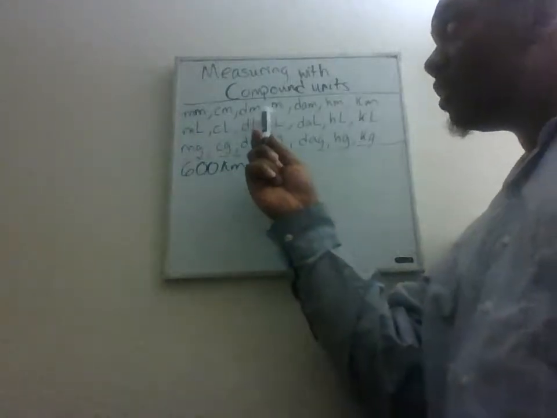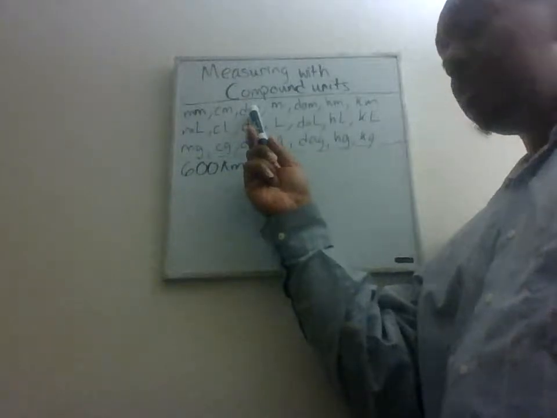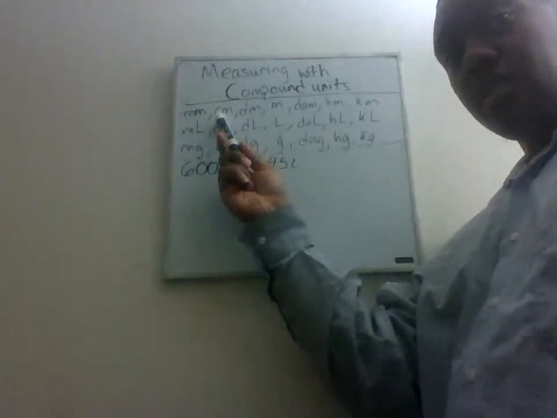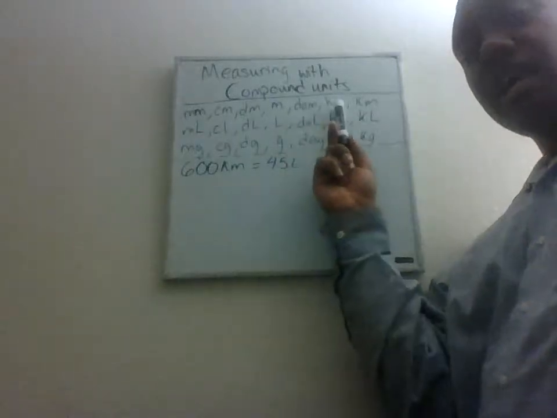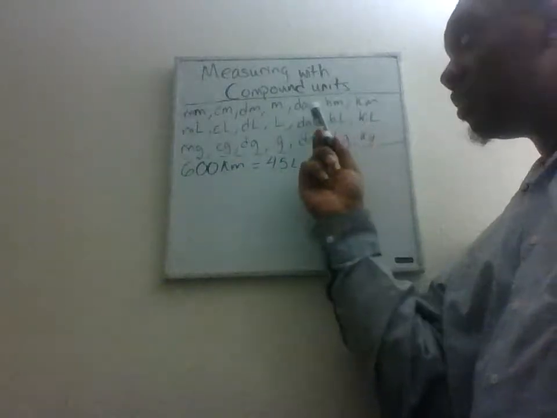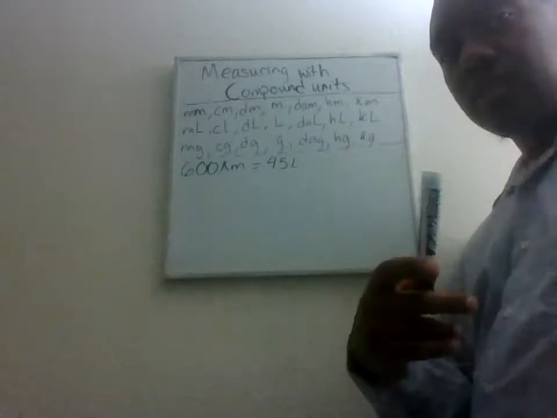So our smaller ones are going to be milli, centi, and deci. Deci means tenth, centi means hundredth, milli means thousandth. On our largest scale, we have deca, hecto, and kilo. Deca is 10, hecto is 100, kilo is 1,000.